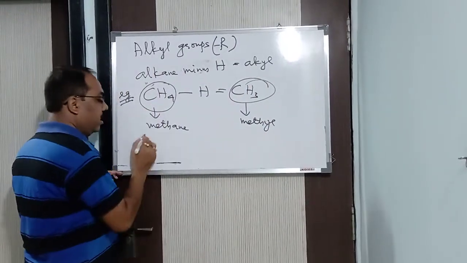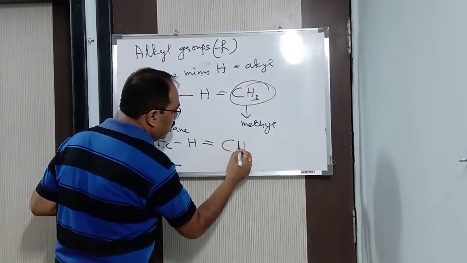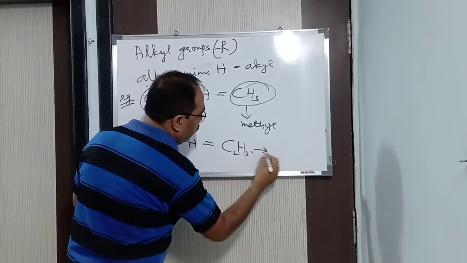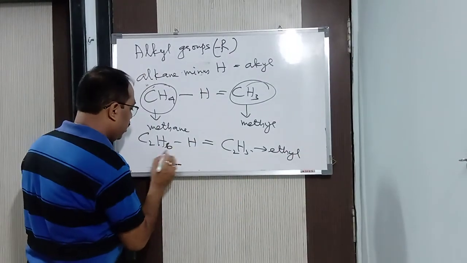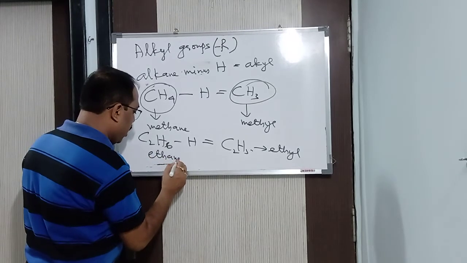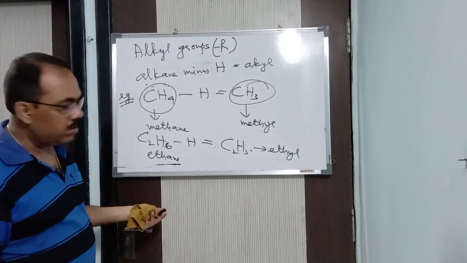Suppose I take ethane, C2H6 minus hydrogen, what will you get? C2H5. What is the name? Ethyl. Very simple. This is ethane, you got ethyl. If you take propane, you will get propyl. If you take butane, you will get butyl, in this way.